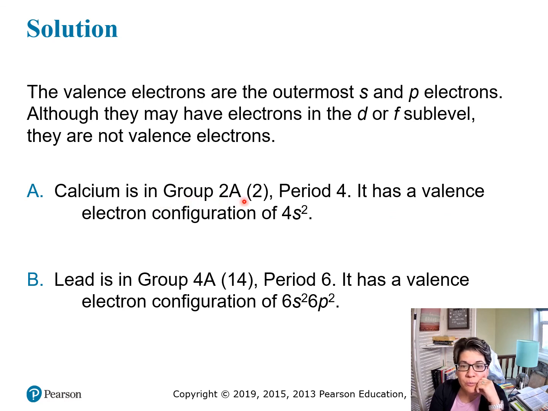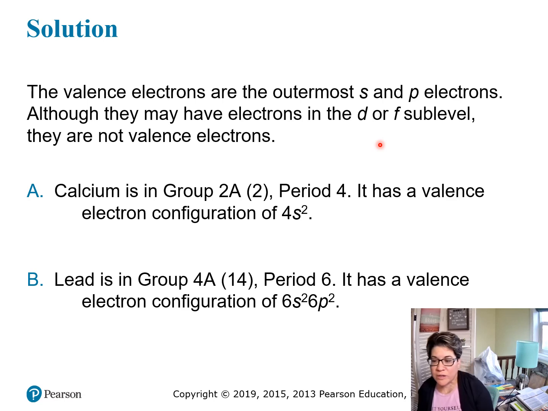So calcium is in group 2A, period 4, and this is its valence electron configuration. If you were doing noble gas, you would put the previous noble gas there, which is argon, I think, in brackets. And then this is lead. So lead is group number 4A, period 6, and this is its valence electron configuration. This guy is going to have 2 outer valence electrons, and this guy is going to have 4 outer valence electrons. Note here that it says that if the electrons are in the D or F sublevel, they're not considered valence electrons, and they usually are not involved with bonding. So we only consider valence electrons the ones in the S and the P shells.